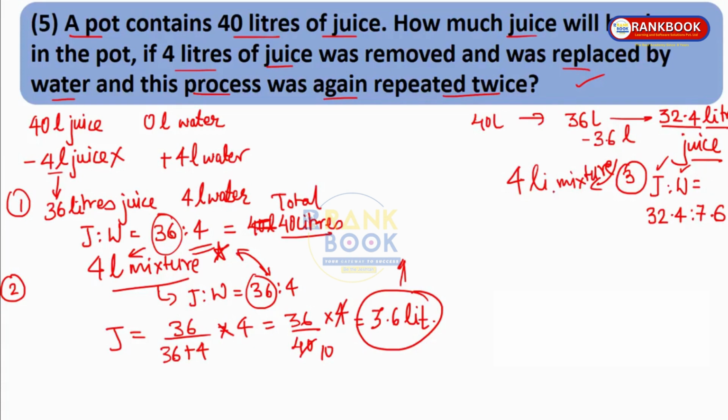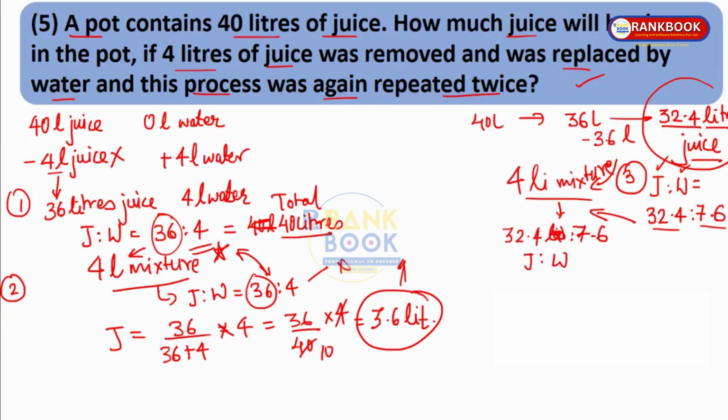Now after the third time when 4 liter mixture was removed, in this the juice and water will be in what ratio? It won't be in 36:4. No, it would be in this ratio, because initial mixture over here was having 32.4 liter juice and 7.6 liter water. So this 4 liter mixture which you removed, that too will have 32.4 is to 7.6 as the ratio of juice and water.